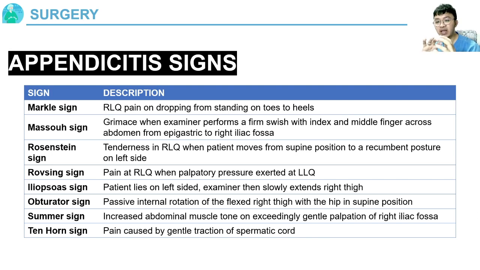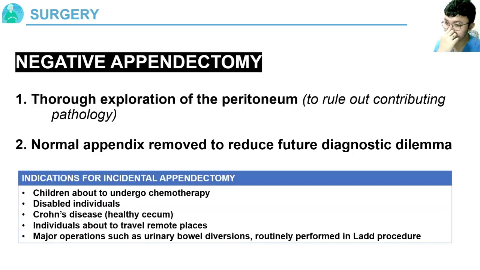What happens is that the appendix is pushed to the obturator muscle, which when stimulated again indicates a pelvic appendix. The Summer sign is increased abdominal muscle tone on exceedingly gentle palpation of the right iliac fossa, and Tenor sign is pain caused by general traction of the spermatic cord.